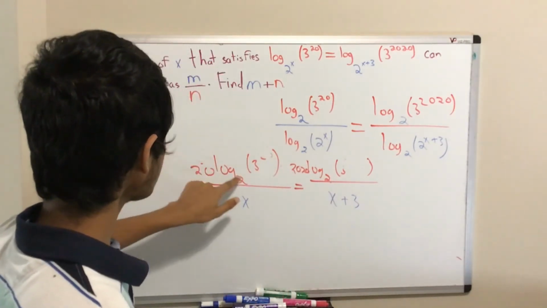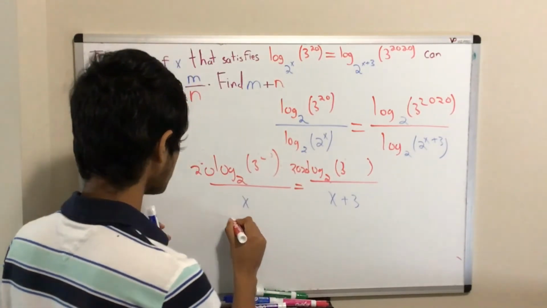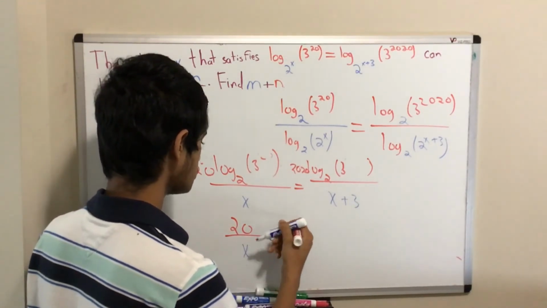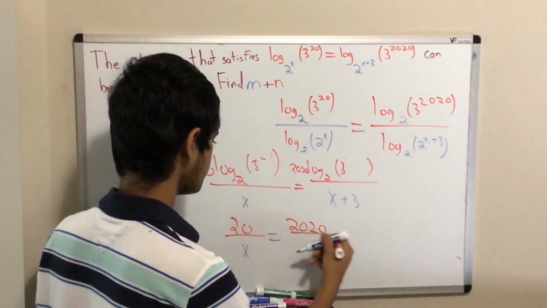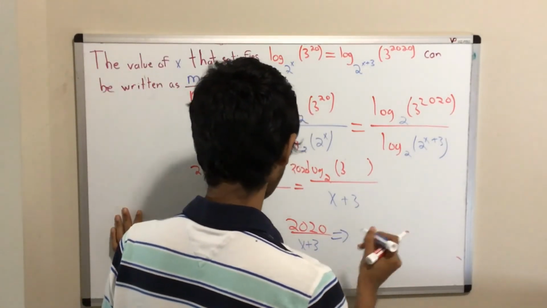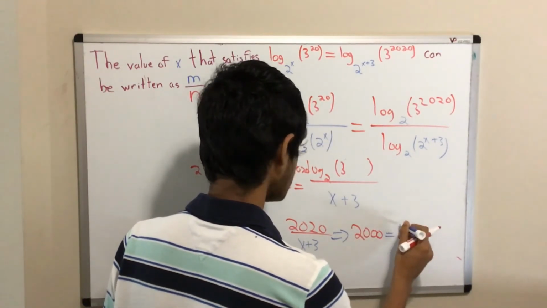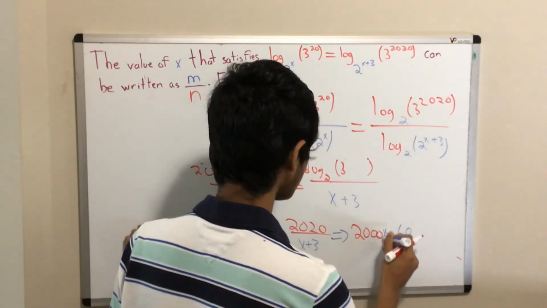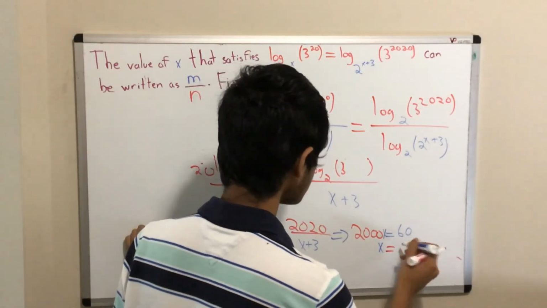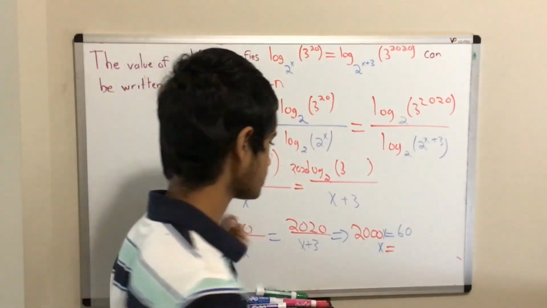Now we can divide log base 2 of 3 from both sides, since this is just a numerical thing. And we don't need to use it anymore. So it's simply just 20 divided by x is equal to 2020 divided by x plus 3. And when you rewrite that, that's going to be the same thing as 2000x is equal to 60. And when we divide 2000 on both sides, we get x is going to be the same thing as 30 over 200, which is the same thing as 3 over 100.